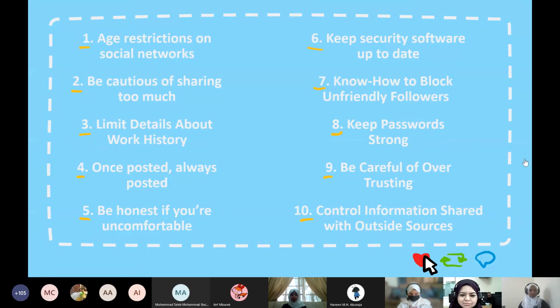Number ten, control what information is shared with outside sources. When a person joins a social networking site, they should understand how that site uses their private information. A user's details may be shared with partners, advertisers, or other outside companies. Reading the privacy policy of the social networking platform will explain exactly how private information is used. The privacy terms should be rechecked if a company is sold, as these policies may change.